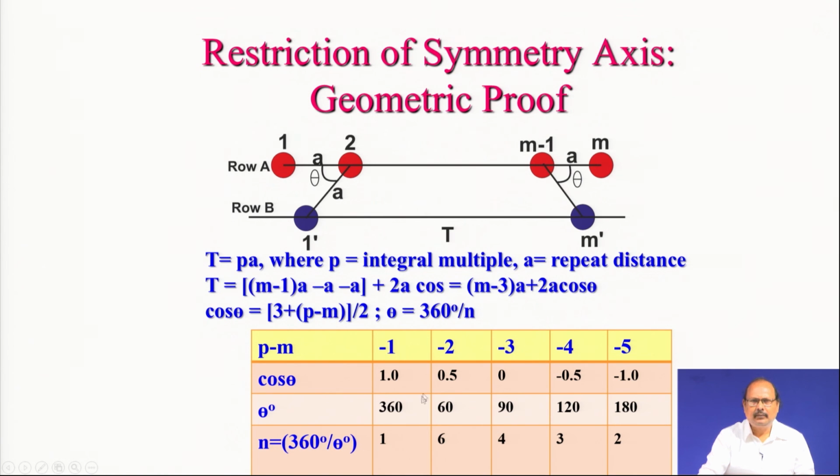So, theta is equal to 360, and the foldedness of the axis will be 360 by 360 is equal to 1. When you have p minus m value equal to minus 2, what you have in that situation? If you put minus 2 here, 3 minus 2, that is 1 by 2. So, this becomes half. Cos 60 is equal to half, so then theta is equal to 60 degrees, and 360 by 60, n becomes 6. That means this becomes a 6-fold axis of rotation here.